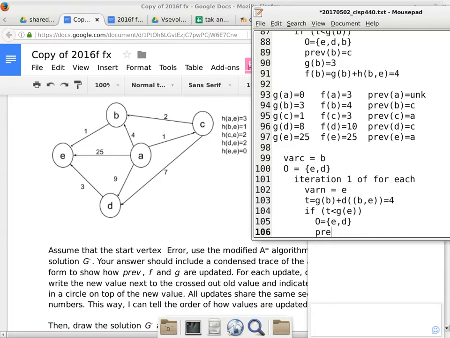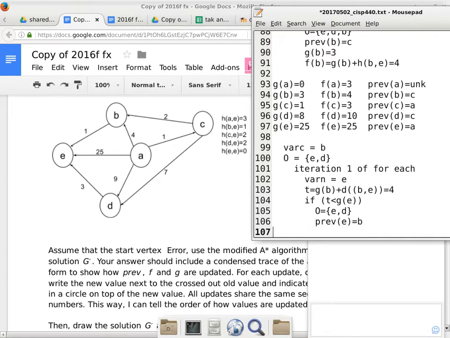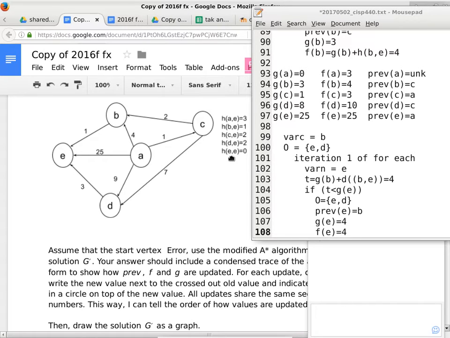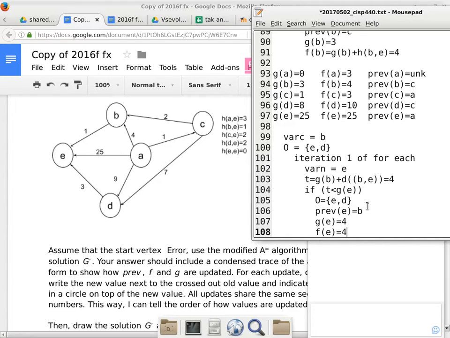So that's cool. The previous of E is no longer what it was before, because previous of E was A. It is now going to be B. G of E is going to be updated to T, which is 4. And then the last one is also going to be 4. F of E is also going to be 4, because the heuristic of going from E to E itself is 0. Are we still doing okay so far with these updates, and why we have to perform these updates?